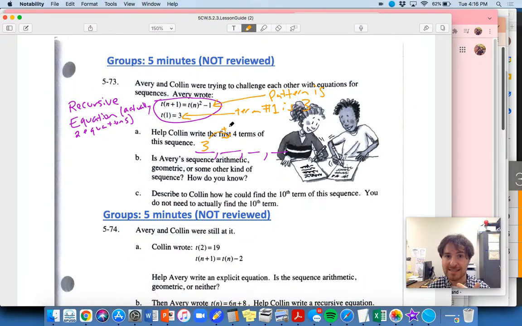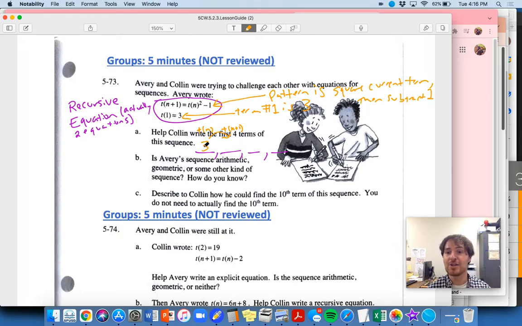So what my next term is, t of n plus 1, okay? So if I consider my t of n to be 3, term number 1 is 3, t of n plus 1, my next term, that would be term 2. So I'm trying to get position 2. If I know what position 1 is, term number 1 is 3, what am I going to do? The pattern is I'm going to square the current term, t of n, and then what do I have to do? Then subtract 1.